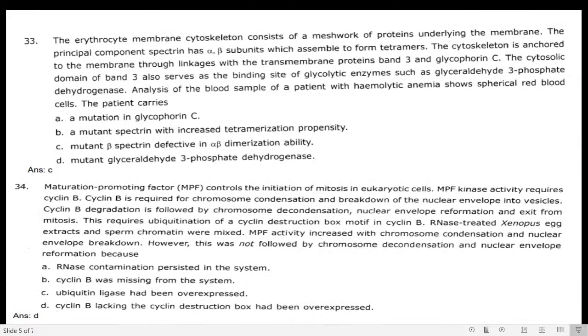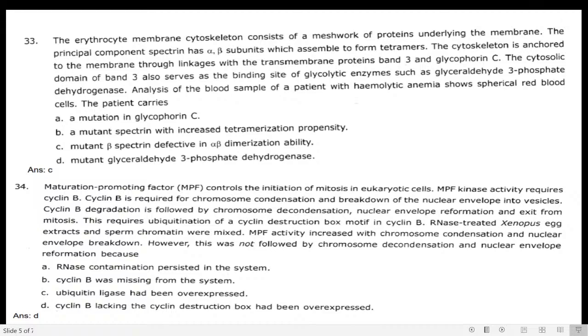Okay. The erythrocyte membrane cytoskeleton consists of a mesh work of protein underlying the membrane. Just a little bit advanced question. The principal component, spectrin, has alpha and beta subunits. Here they mention the principal component has two subunits, that is alpha and beta subunits, which assemble to form a tetramer.